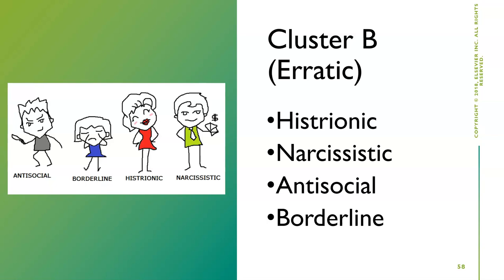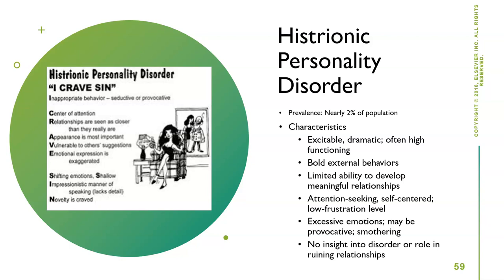These are erratic, dramatic. These patients are emotional. And some of these are the ones we are going to see most often in a clinical setting. So if we're talking about who you are going to see in the hospital, especially in a psych unit, borderline, without a doubt. So histrionic personality disorder is our first one.